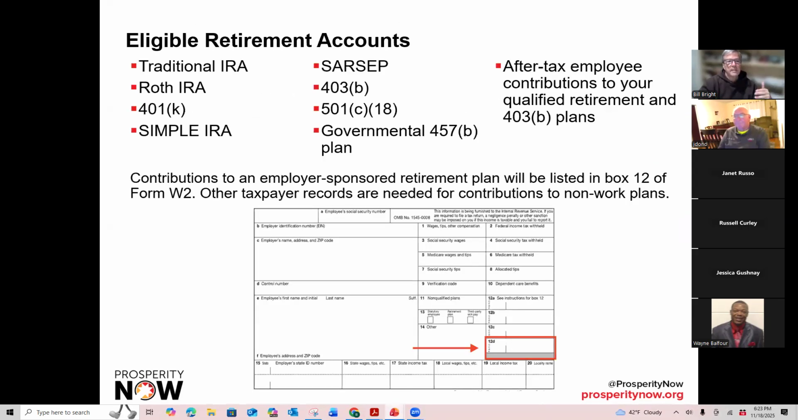So again, it could be in a traditional IRA, a 401k, and you'll usually see it in box 12D. And a code C is generally an employer plan. That will automatically pop up the 8880 for you to fill out.